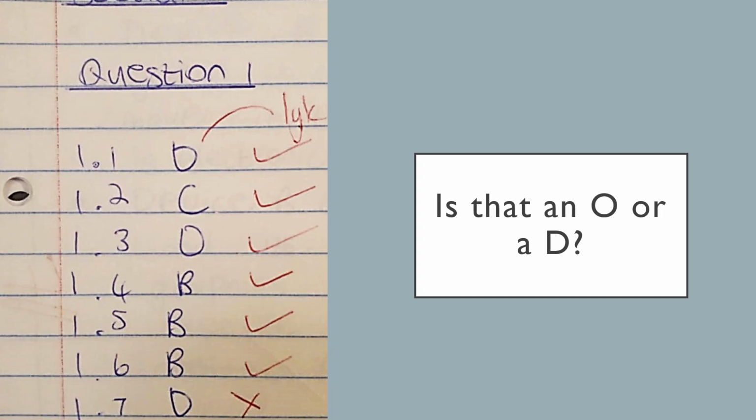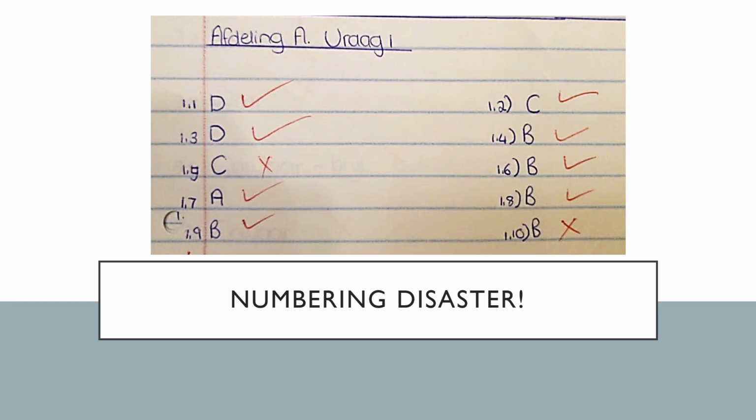Then also, you need to write legibly, right? So that we can read your handwriting, please. Because I might interpret that as a D, you might have written it as an O, and then you don't get the mark. Okay, so please bear that in mind.